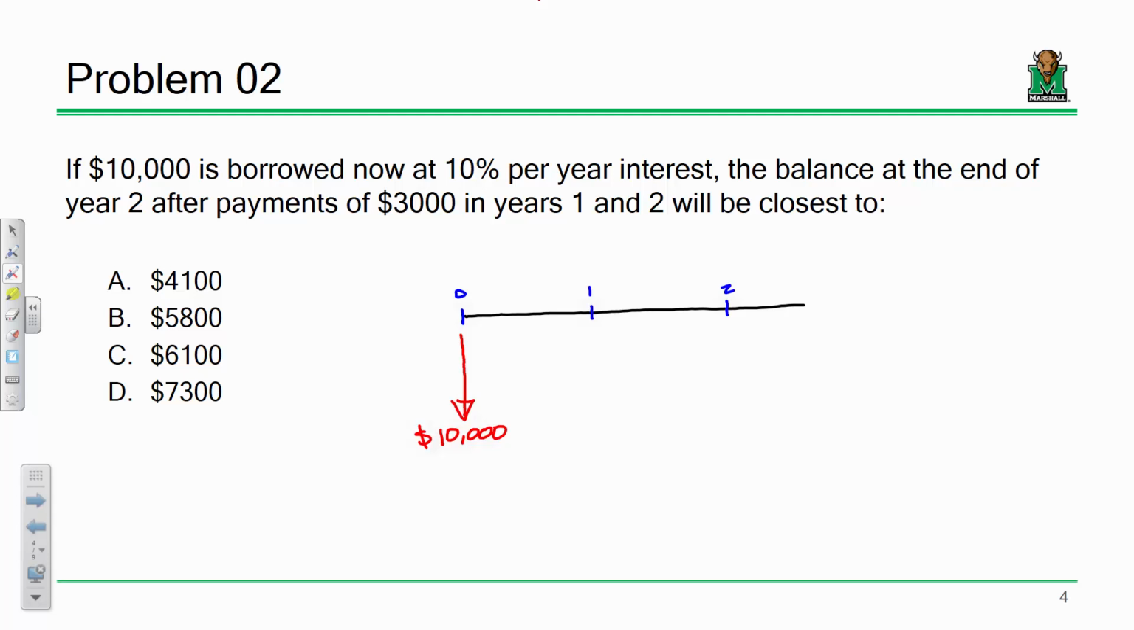Turn it into a future value. Everybody with me on that? Okay. Now, this is a loan. I've been paying this off. I paid off $3,000 in year 1 and $3,000 in year 2.